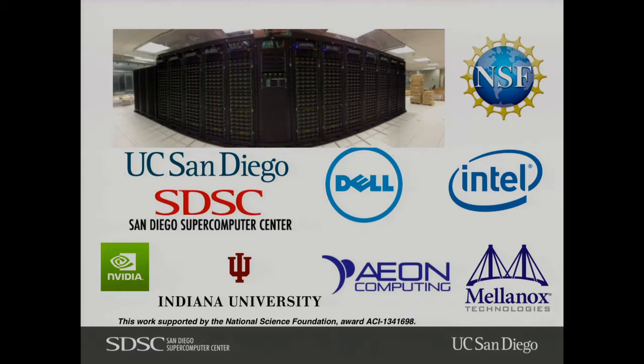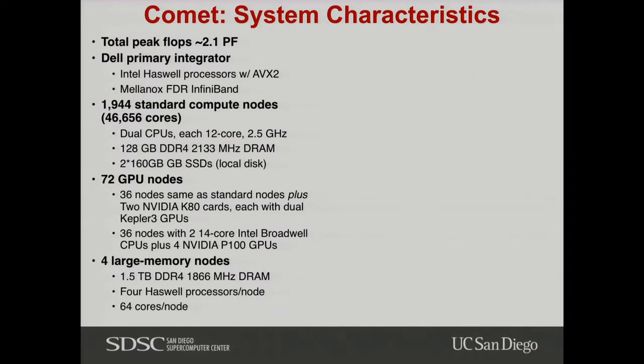It's a big collaborative effort, UCSD, SDSC, IU, and all the vendors, Intel, Aeon providing our storage, Mellanox for the interconnect, and NVIDIA GPUs, and it's an NSF-funded project. It's basically a 2.1 petaflop total peak machine. Primarily, it's 1944 compute nodes with Intel Haswell processors. We have 72 GPU nodes, so today's talk is mostly about what I did on the GPU nodes.